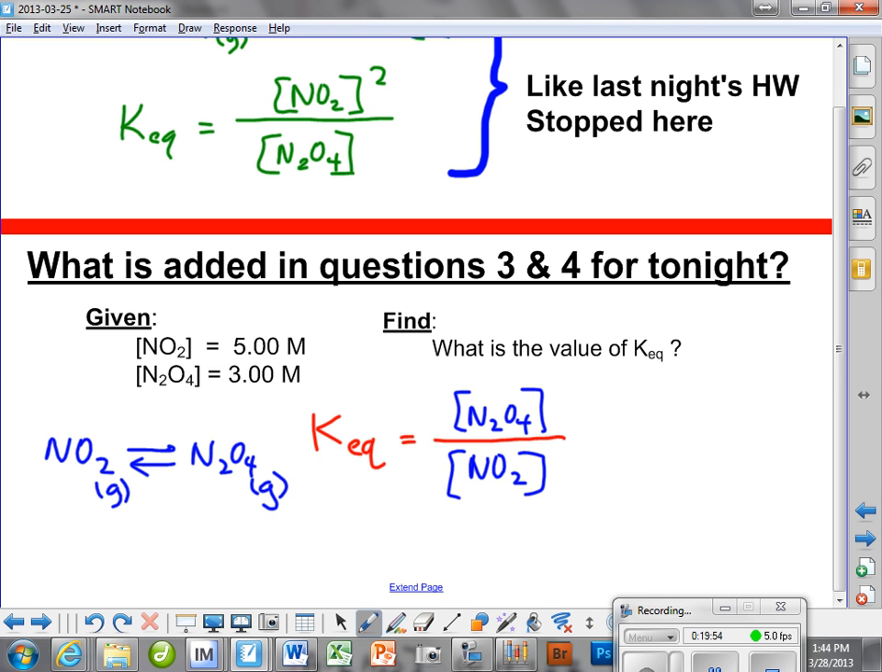Now we don't have to put a 1 in for any of them, so all we have to do is substitute the values. So the equilibrium constant has the N2O4 on the top. So that's 3 over 5. Piece of cake. 0.75?